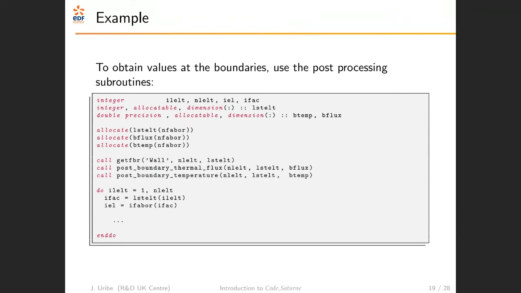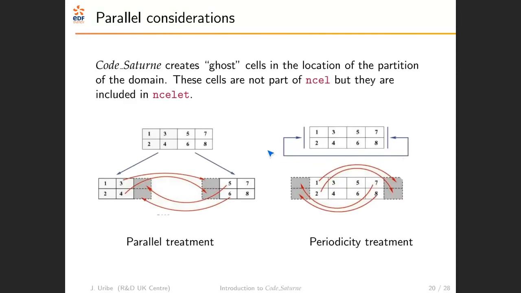You can calculate the Nusselt number, for example. Now, I mentioned before the ghost cells. This comes from the partition of the domain, either for parallel runs or when you have a periodic boundary condition. Imagine that you have these 8 cells in your domain, and you're splitting this into 2 to run in parallel. And the way that Saturne creates that is by adding ghost cells on each one of the MPI tasks, and synchronizing those ghost cells at the beginning of each time step.